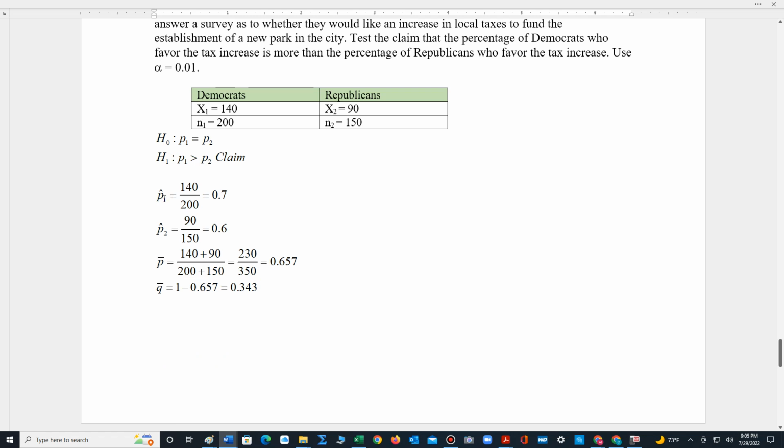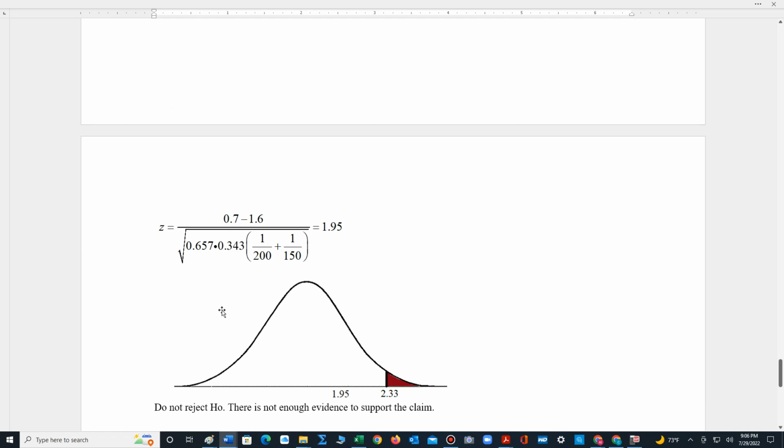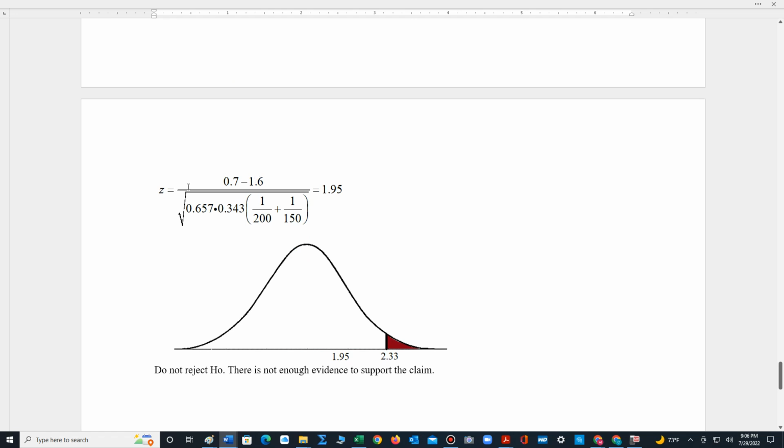Step 1, we have to compute sample proportion 1. That's 140 out of 200, 0.7. We compute sample proportion 2. That's 90 out of 150, 0.6. We have to compute P bar, so we add the two X values together. 140 and 90 is 230, divided by the sum of the two sample sizes, 200 and 150, which is 350. That's going to be 0.657. We compute Q bar. That's 1 minus 0.657, 0.343. We're now ready to calculate the Z value. It's the difference in the sample proportions divided by the square root of P bar Q bar times 1 over N1 plus 1 over N2.